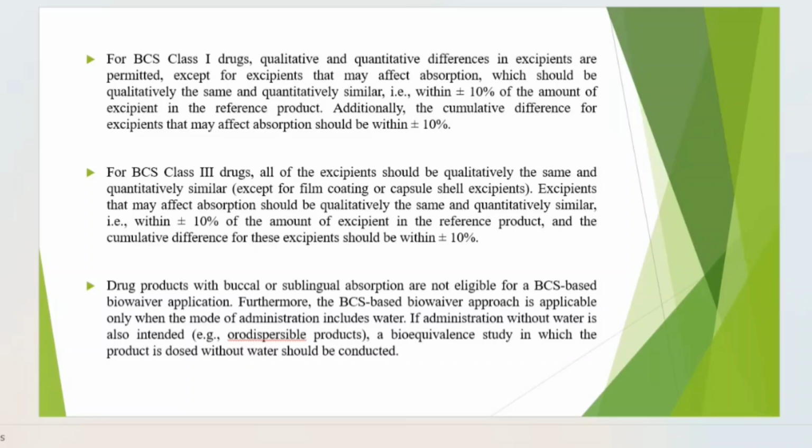उसमें से अगर 2 एक्सिपिएंट्स डिफर हो रहे हैं क्वालिटेटिवली और क्वांटिटेटिवली, मतलब उसका सॉल्ट फॉर्म है या क्वांटिटी कुछ तो डिफरेंट है, लेकिन वो दोनों के डिफरेंसेस मिला के 10% के ऊपर नहीं जाना चाहिए, then only we can apply the biowaiver for the BCS class 1 drugs. सो ये जो क्यूमुलेटिव डिफरेंस है वो 10% से ज्यादा नहीं होना चाहिए.